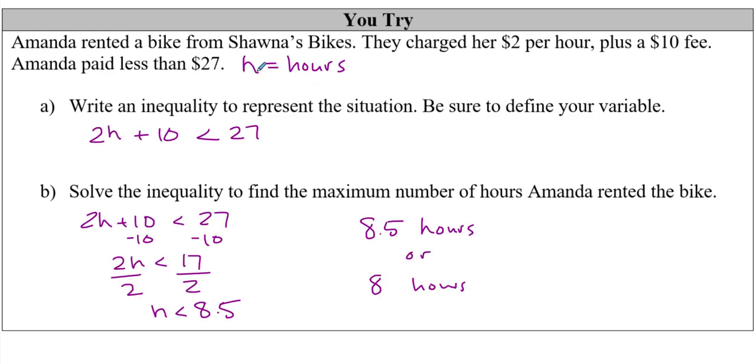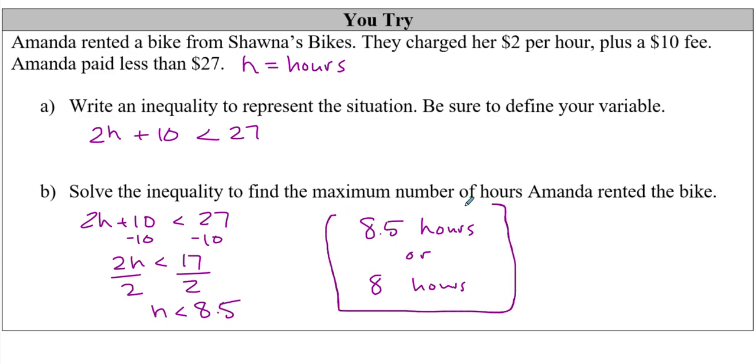All right, welcome back. This is our final one. We put down H for hours. Our inequality is $2 per hour. That's how we got the 2H, plus this $10 fee, and she spent less than $27. So whatever we're adding up as her spending has to be less than this $27. After we crunch this out, we get 8.5.